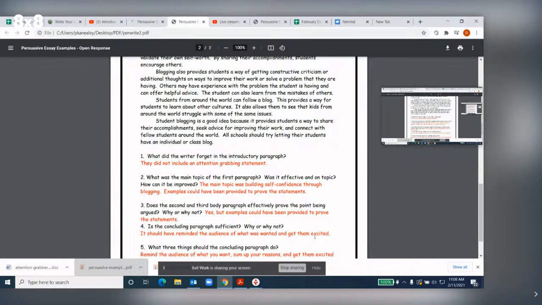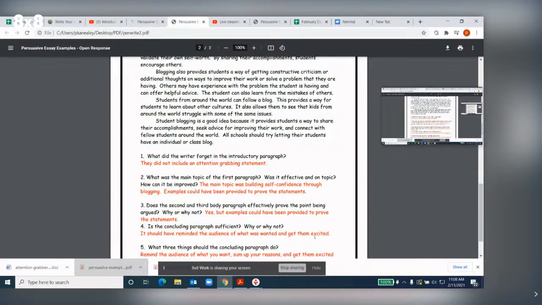So what three things should the concluding paragraph do? In this case, it reminds the audience of what you want, sums up your reasons, and gets them excited. So basically what you're doing here, you're talking about student blogging and why blogging is a good idea. And the last one, why it gets them excited. It did that, but once again, it didn't give any specific details.